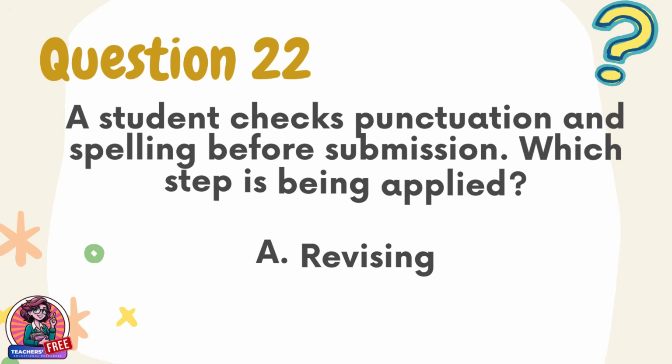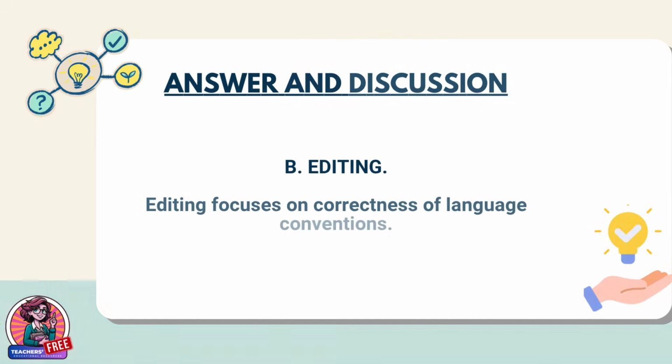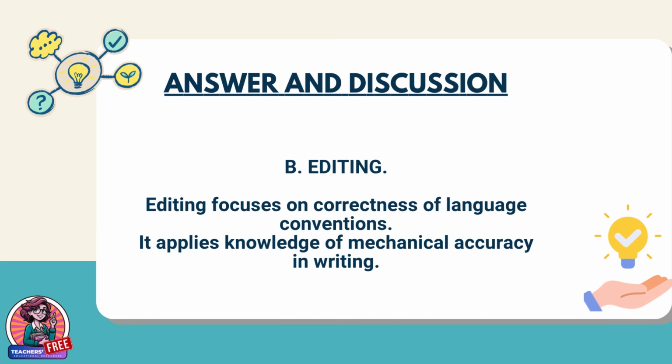Question 22. A student checks punctuation and spelling before submission. Which step is being applied? A. Revising. B. Editing. C. Publishing. Answer. B. Editing. Editing focuses on correctness of language conventions. It applies knowledge of mechanical accuracy in writing.